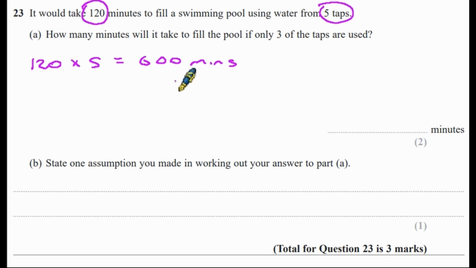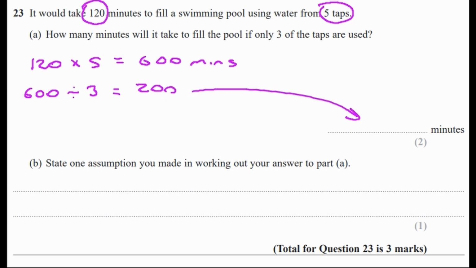Now that we know how long it takes one tap, we can say, okay, 600 minutes for one tap, but if I turn 3 taps on, that means it's only going to take a third of that time. So 600 divided by 3 equals 200 minutes. That's the answer to the first part of the question. Now part B says, state one assumption you made in working out your answer. I guess you could find 1 or 2, but the most obvious one is that all the taps in this question are running at the same speed.